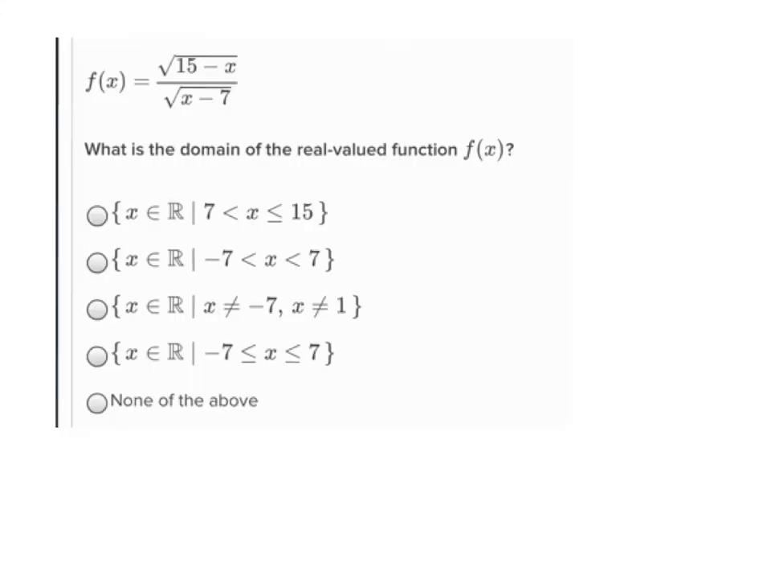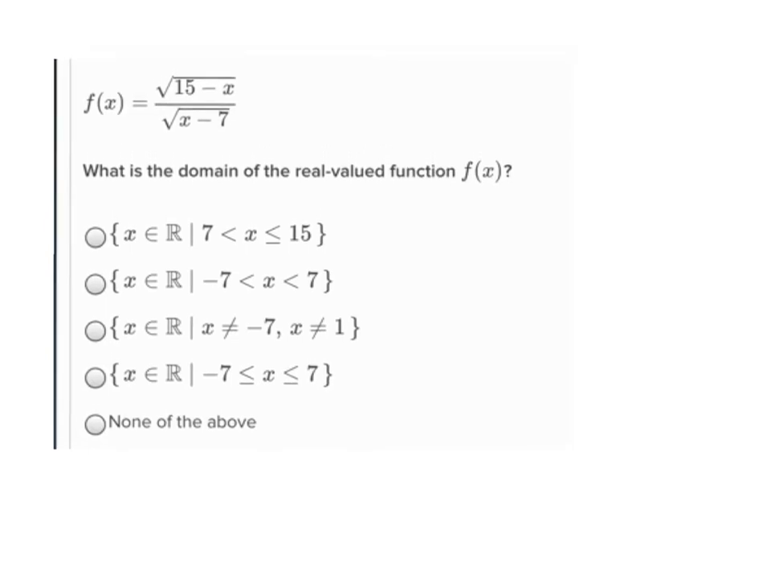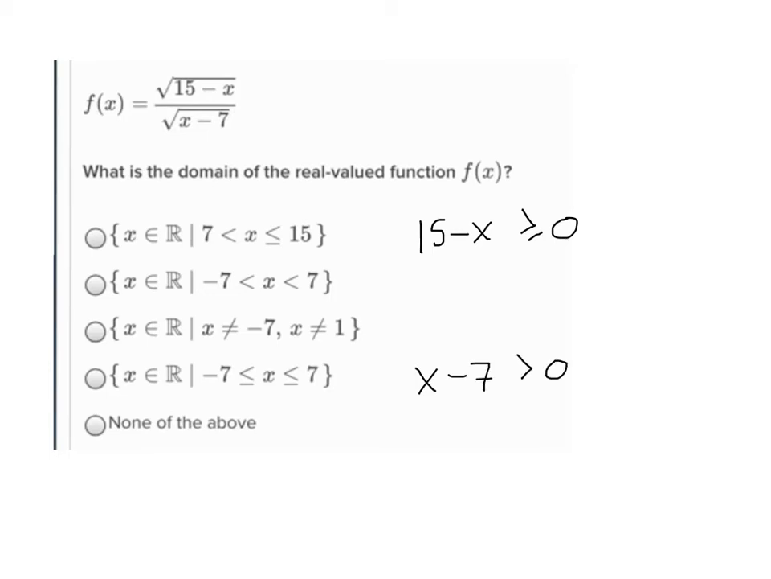So as we look at this problem, the issue here is that I have two radicals. I have a radical on top and I have a radical on bottom. And I told you, you take whatever's in the radical, 15 minus x, and you say it must be bigger than or equal to 0, right? Now the radical on bottom, I take my x minus 7, and it can only be bigger than 0. It can't be equal to it because it's in the bottom of the fraction.